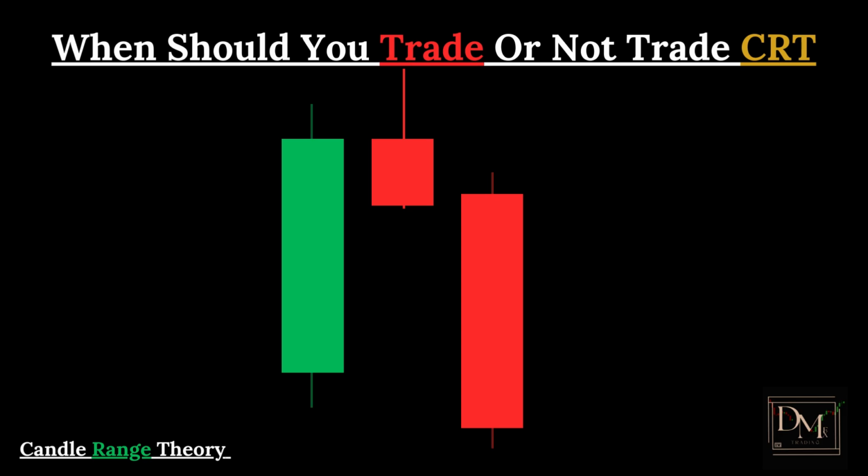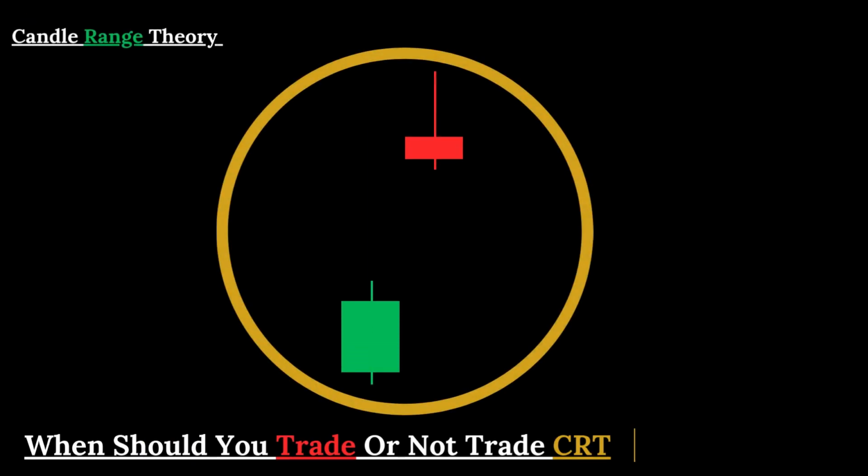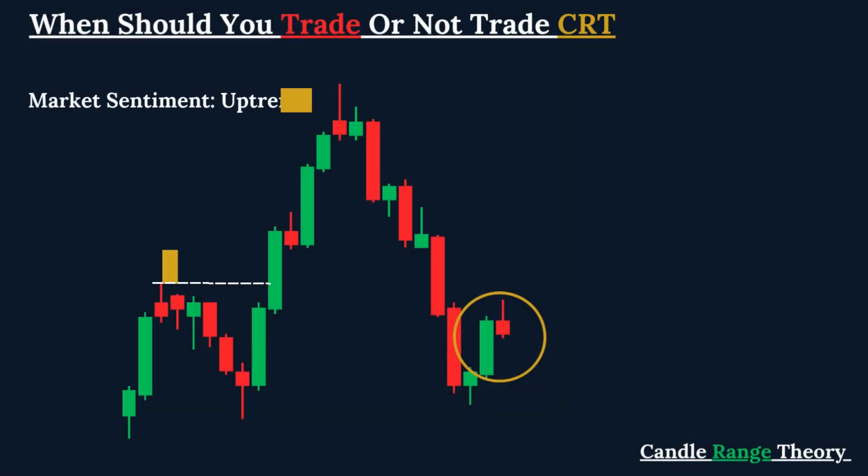CRT is honestly incredibly powerful when it's used in the right context. For example, you might spot a bullish candle, and then a trap candle that sweeps the candle range high. At first glance, it might seem like a valid CRT setup and you want to sell, but context is everything. Take a moment to zoom out, and you'll notice that this setup actually contradicts the external market structure. The broader trend is bullish, so you should be looking only for buying opportunities.